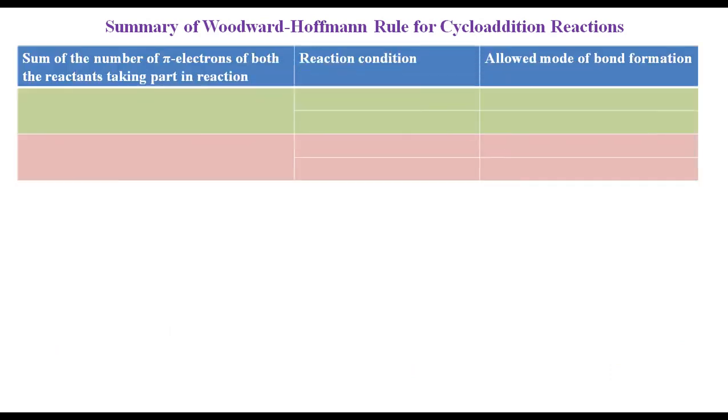Based on the previous discussion, we can summarize Woodward-Hoffmann rule for cycloaddition reaction in a tabulated form. If the number of pi electrons of both the reactants taking part in the reaction is 4n, that is 4, 8, 12, etc., under thermal condition, allowed mode of bond formation will be antarafacial, while under photochemical condition, it will be suprafacial.